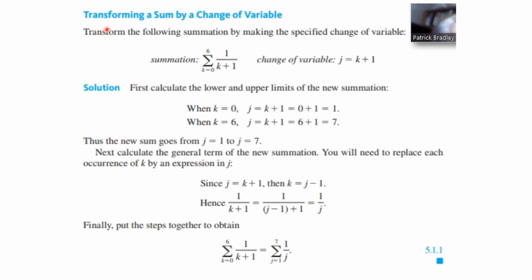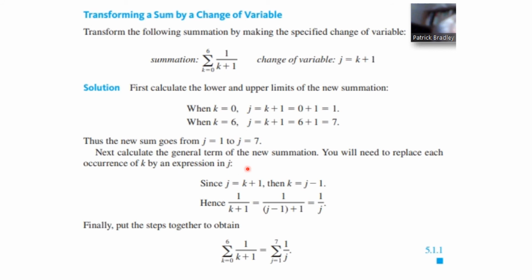Okay, so let's practice this, transforming a sum by a change of variable. Transform the following summation by making the change of variable. The summation is the sum from k equals 0 to 6 of 1 over k plus 1, and the change of variable is j equals k plus 1. Now you have to be mindful of the term as well as the indices when you do that. So first we calculate the upper and lower limits. When k equals 0, j is equal to 1. When k is equal to 6, j is equal to 7. So the sum is going to go from 1 to 7.